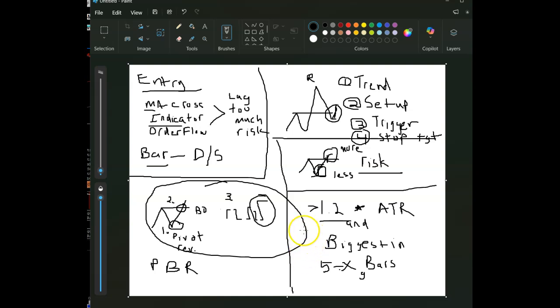And the whole thing I showed you is that we want to buy after the pullback, not the breakout, because of the risk. And this is the threshold that you should be looking for: greater than 1.2 times ATR and biggest in at least 5 bars, or 5 green bars, or for shorts, 5 red bars.